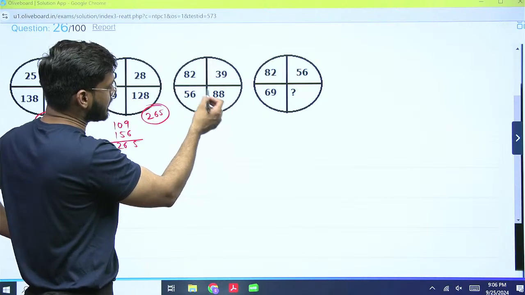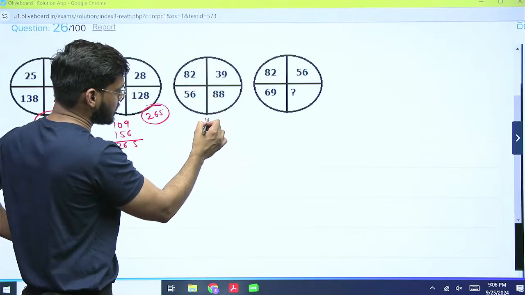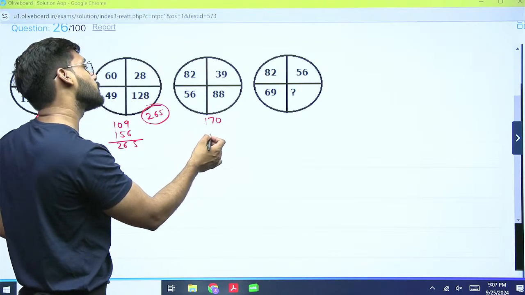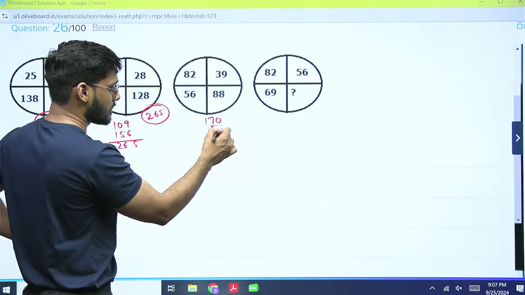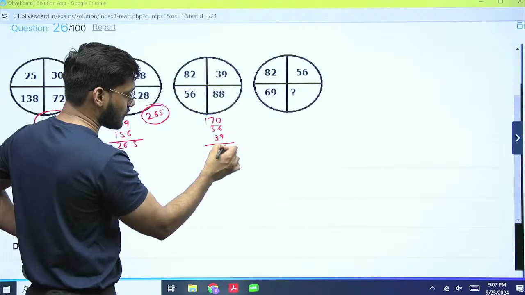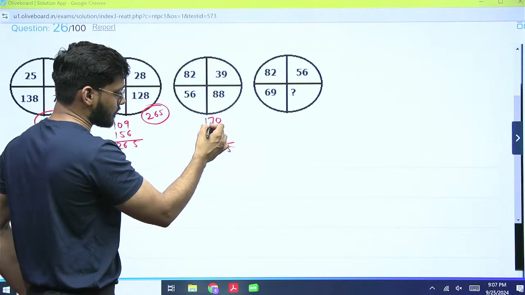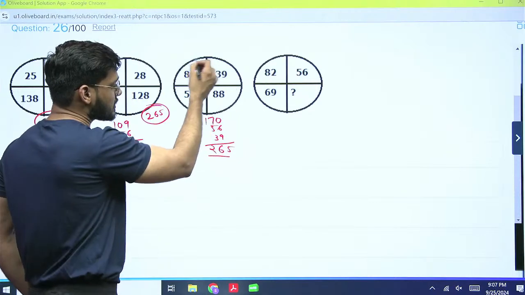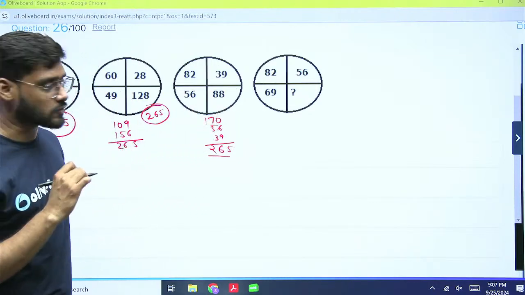What will we get if we add all these numbers? 82 plus 88, 88 plus 2, 90, 170, 170 plus 56, that is 226, and 39, 9 or 6, 15, 7, 5, 12, 12, 15 or 1, 16, or 265. So the addition of all these numbers is also giving us 265.